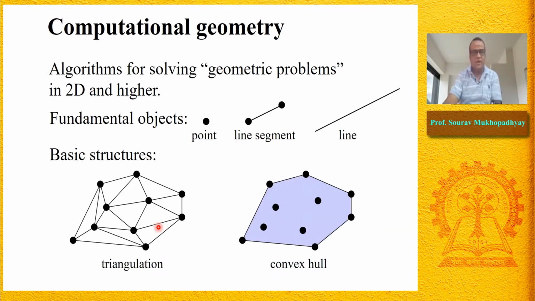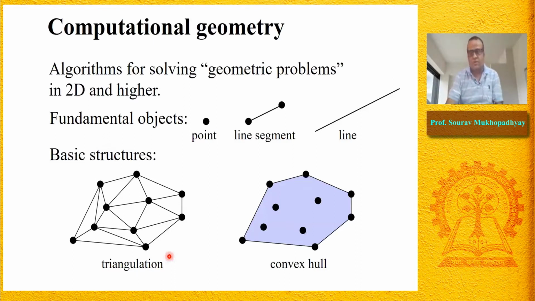Another structure could be triangulation. Triangulation means that given some points, we have to form triangles from them, like this. This has very good application in fluid flow. Suppose we have some water flow and we put some water particles there, and we want to see which particle is near to which particle. For that, in the finite element method, we have applications of this triangulation problem.